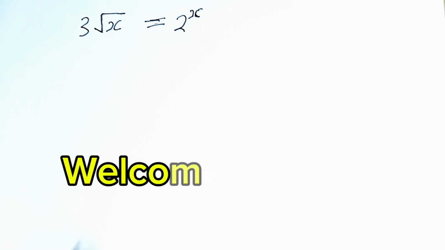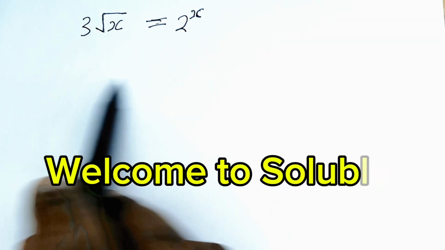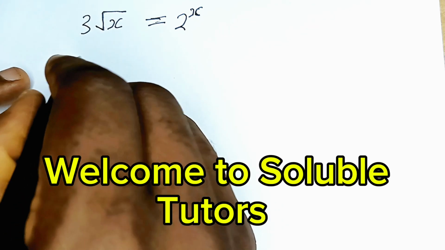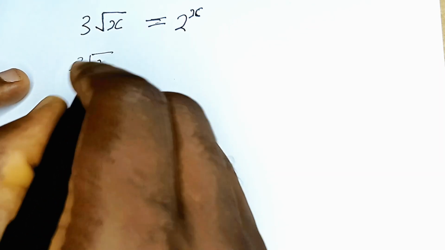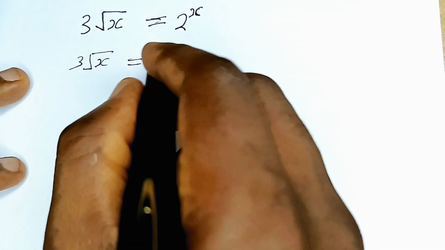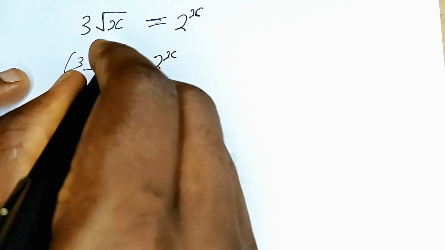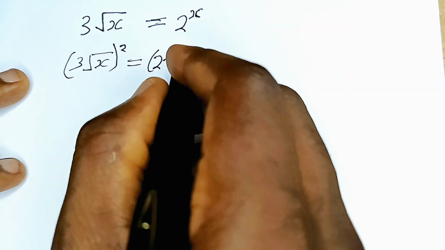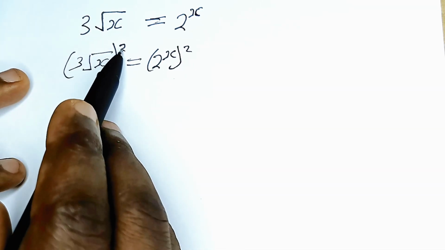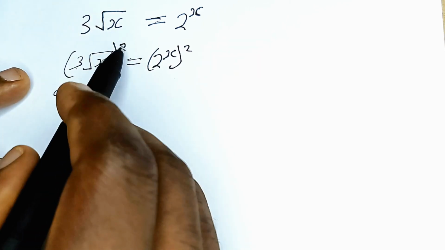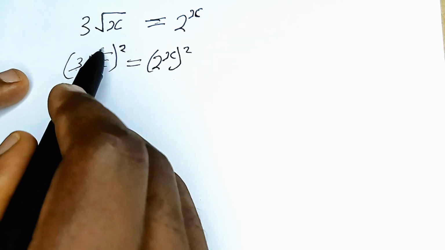Good day, everyone. Let's solve this exponential equation. Squaring both sides, it means we have 3 root x is equal to 2 to the power of x. So square both sides. The square of 3 is 9. The square and the square root cancel each other.